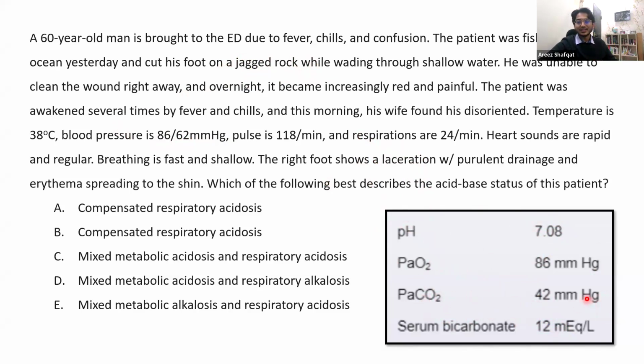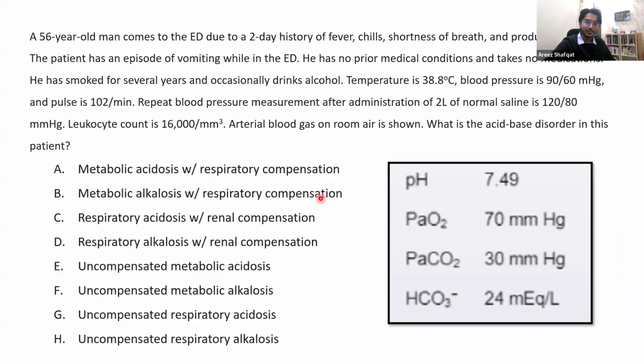But likely this patient is decompensating, because his breathing is fast and it's shallow. Even though he's tachypneic, his breathing is shallow, which means the carbon dioxide is not getting cleared from the alveoli. So he's hypoventilating actually, despite the tachypnea. So this patient would have mixed metabolic acidosis and respiratory acidosis. Good. So this is the last scenario.